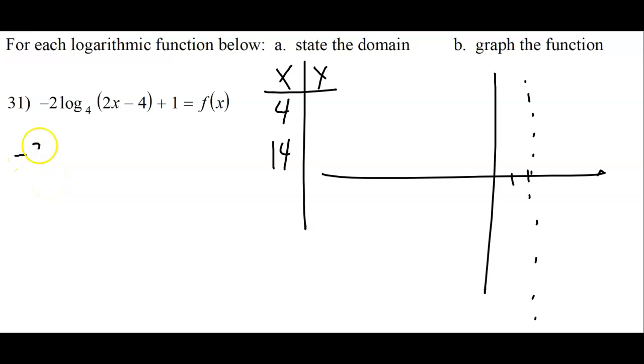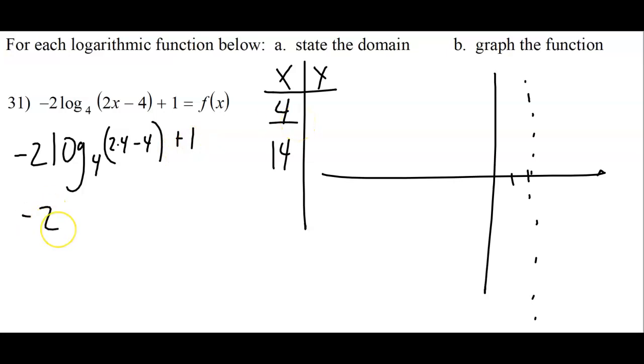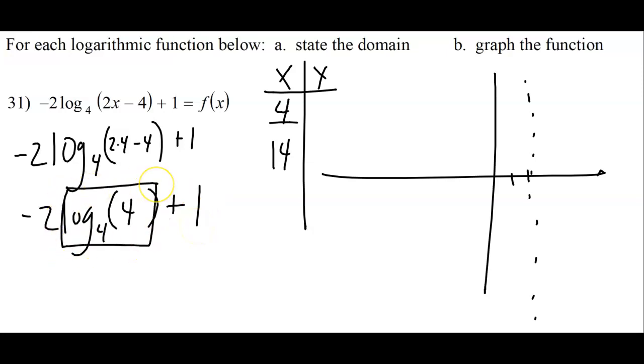All right, so 2 log base 4 of 2 times 4 minus 4. So I'm plugging in the 4 first. So 8 minus 4 is 4. And that's kind of convenient. We have a nice quick rule for that.